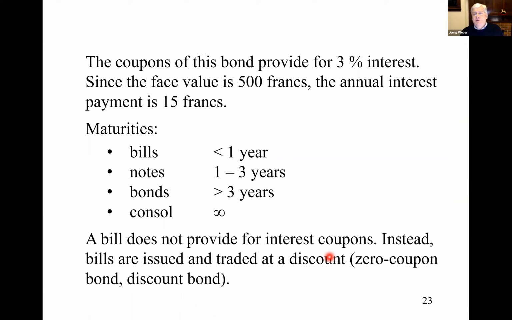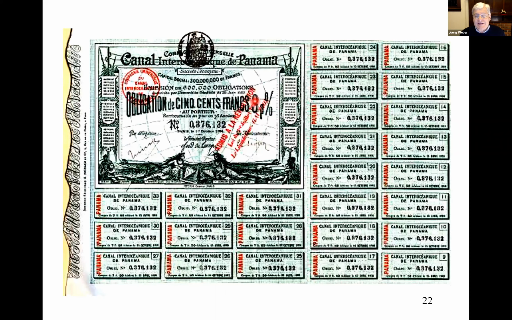So the coupons of this bond provide for 3% interest. The face value of the bond is 500 francs, so the annual interest payment is 15 francs. And the 3% is still called, even now, the coupon rate, because when you handed in those coupons, you got the 3%. So the coupon rate is a fixed interest rate which the bond pays. Today, bonds are no longer pieces of paper, they are just electronically recorded, but we still speak about the coupon rate of a bond. When you read a financial textbook, they call it the coupon rate, because historically people used those coupons to get the interest.